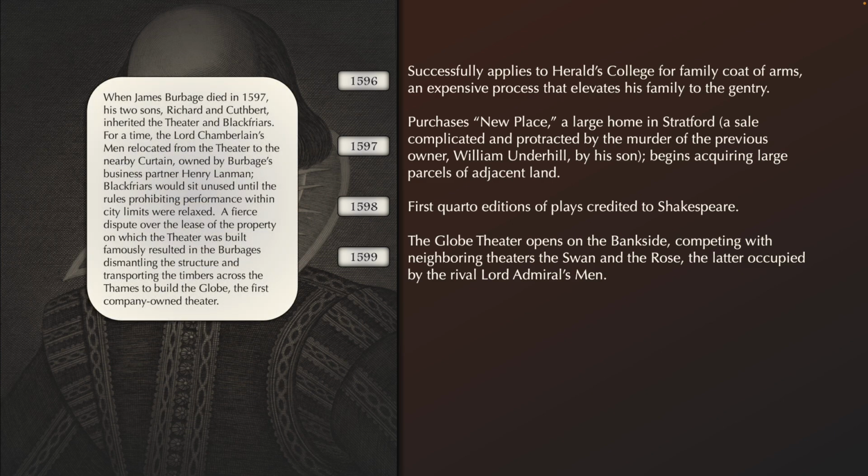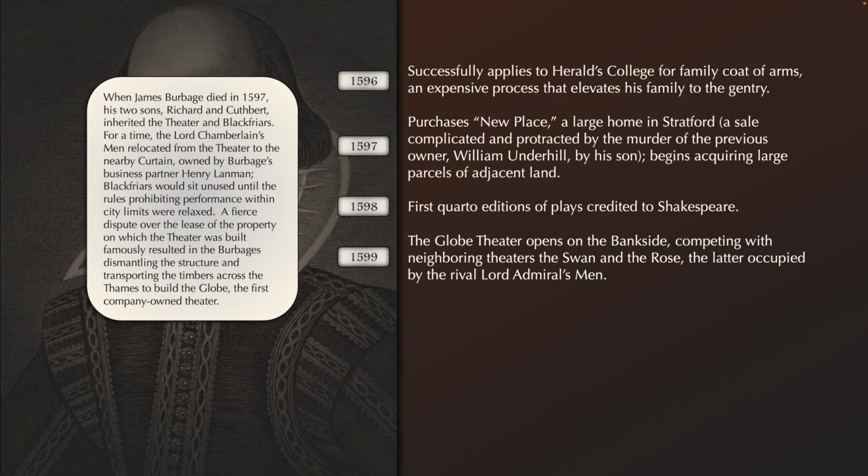So when James Burbage died in 1597, his two sons, Richard the actor and brother Cuthbert, a younger brother, I believe, inherited the theater and Blackfriars. And for a time, the Lord Chamberlain's Men relocated from the theater to a nearby theater called the Curtain, which was also owned by Burbage's business partner, Henry Landman. This was because of some disputes over the theater, which we'll talk about in just a minute. Meanwhile, the Blackfriars Theater, which the company now also owned, would sit unused until the rules prohibiting performance within the city limits of London were relaxed.